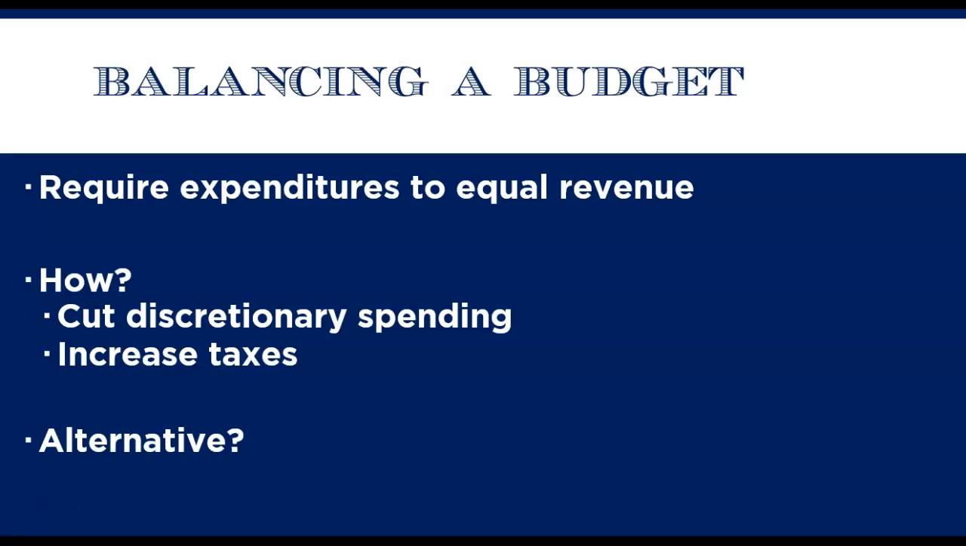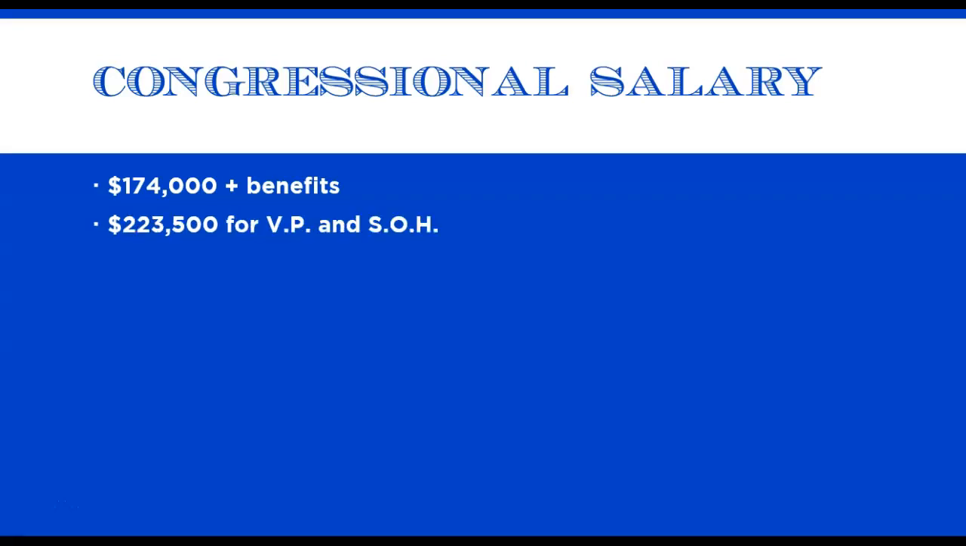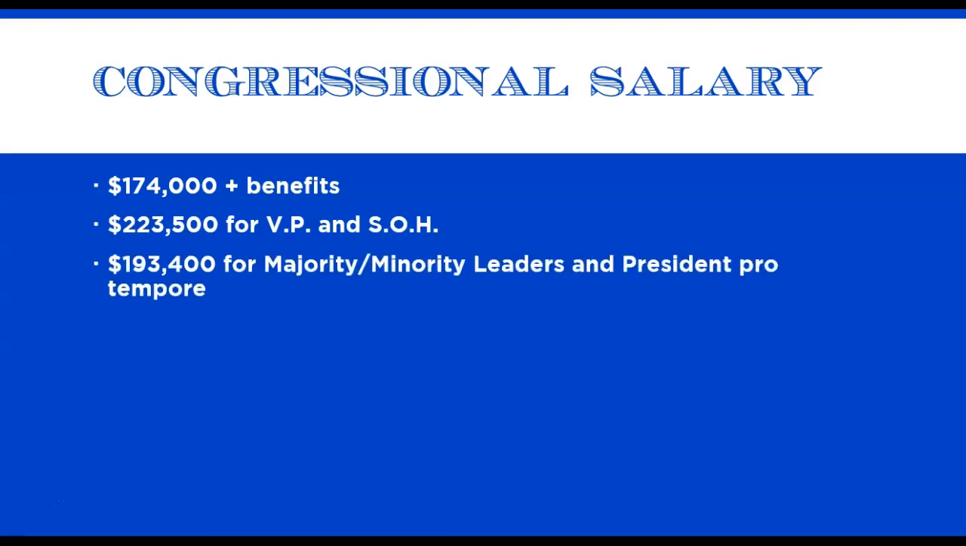Is there an alternative? All right, this here is one of those slides that you don't necessarily have to know, but it's definitely good information. We're going to talk about the salary of people in Congress. Base salary for a congressperson is $174,000 plus benefits. The benefits are very, very good. We'll talk about those here in just a second. $174,000 a year is pretty good money. The vice president and speaker of the House make $223,500 plus benefits. It's $193,400 for majority and minority leaders and the president pro tempore.